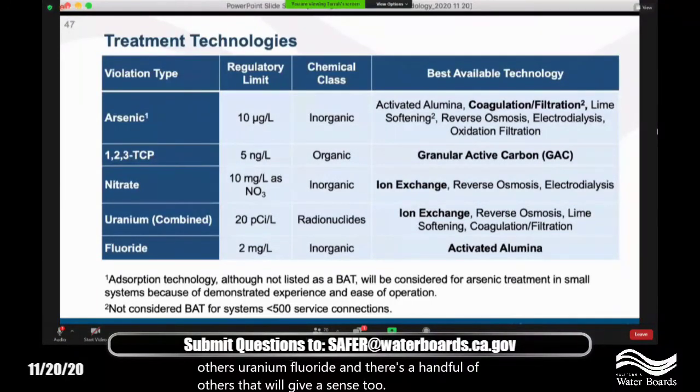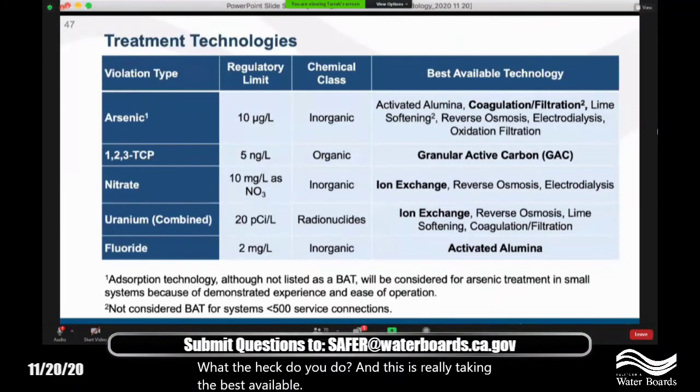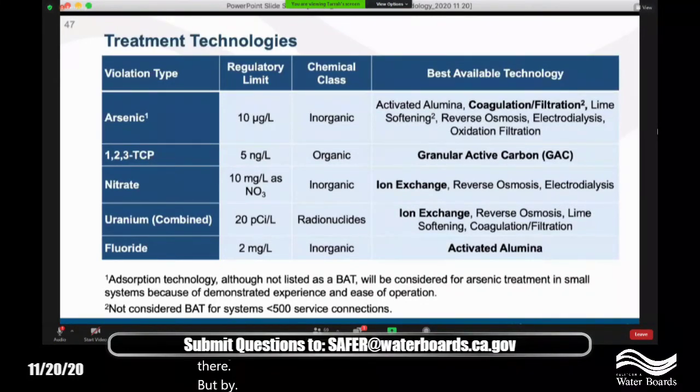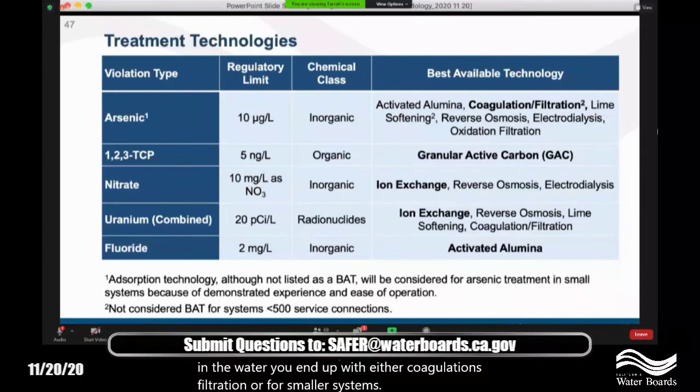After we get the size of the system, the next piece is, well, what do you do? This is really taking the best available technologies listed for each of these contaminants, the best available treatment technology, and filtering down. For arsenic, there are a lot of options out there. But by and large, unless there's something else in the water, you end up with either coagulation filtration, or for smaller systems, you tend to see an adsorption-based approach. Those are simpler to run, but often bear heavier operational costs because of the nature of that.